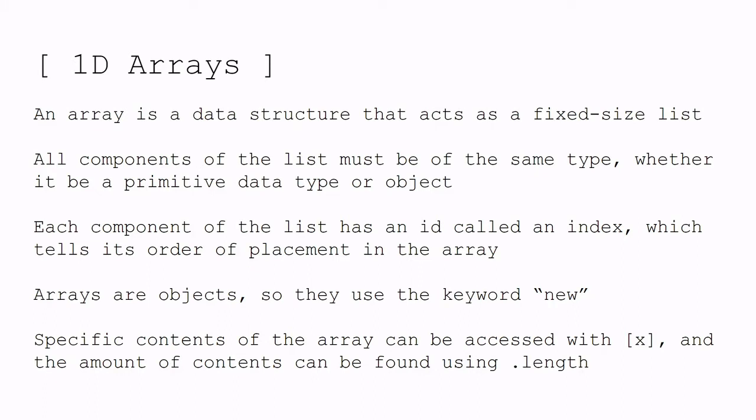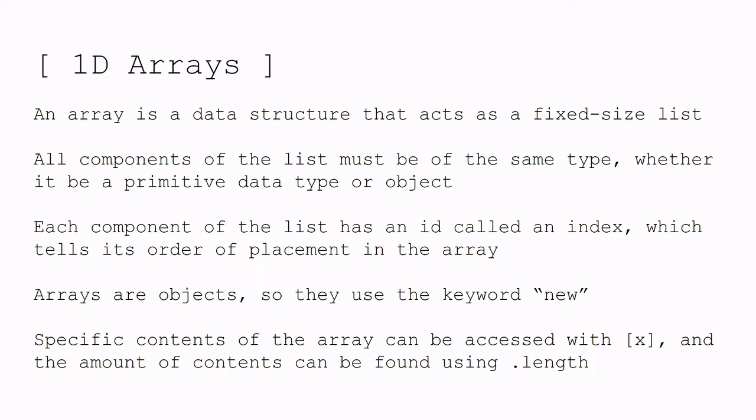An array is a data structure that acts as a fixed size list. Every component of the list must be of the same type, whether it be a primitive data type or object. This means that it can be any type. So it can be an integer, double, string, boolean, or even a class object, as long as they're all the same type. And each component of the list has an ID called an index. This index gives it an order in the array. It can also be used to access the components of the array.